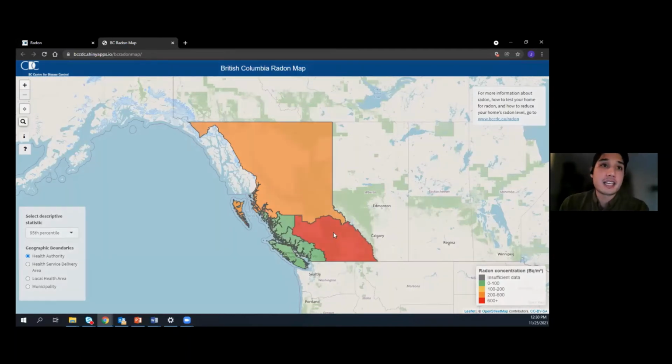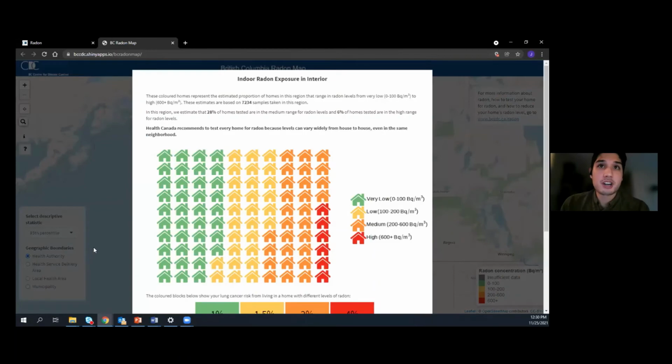When you click on any region in whatever geography you select, this shows more information about that area. So here is the Interior Health Authority area, for example. We have a 10 by 10 pictogram displaying the estimated proportion of homes within each concentration band. And what's really important here is this bolded text to remind users that the community level estimates here don't replace the value in testing one's own home. And in fact, it's recommended that every home be tested.